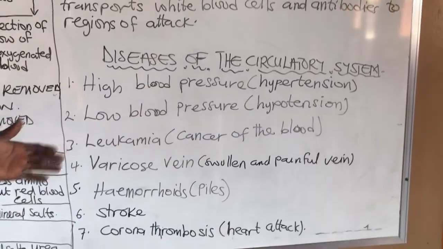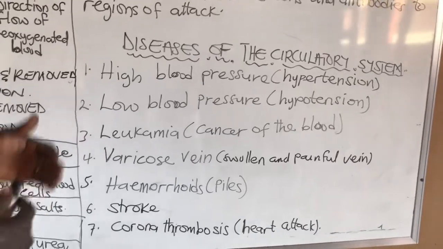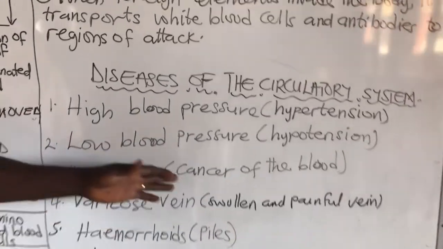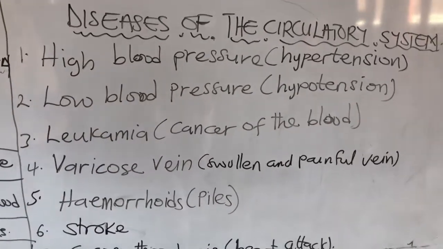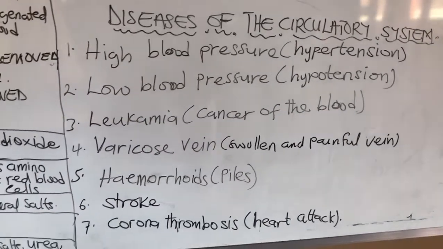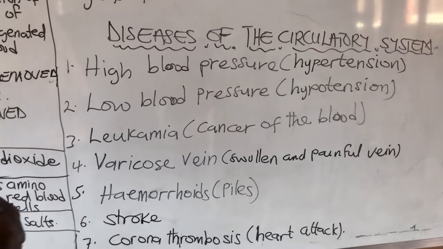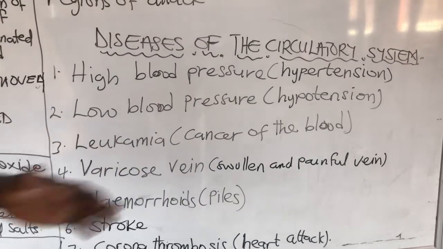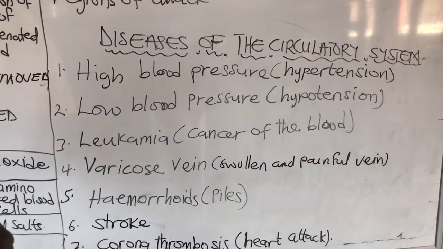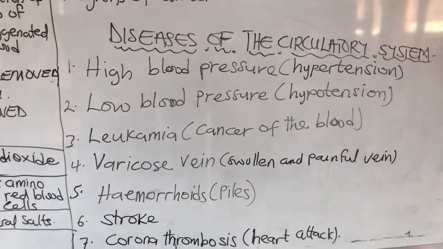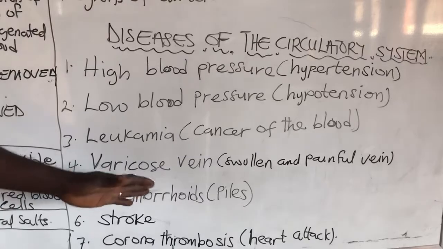We also have another disease, which is leukemia. And leukemia is cancer of the blood. You know, the blood can be infected or can come under attack. And that is what leukemia, or cancer of the blood, is. We also have another disease which can attack the circulatory system, and that is varicose veins.